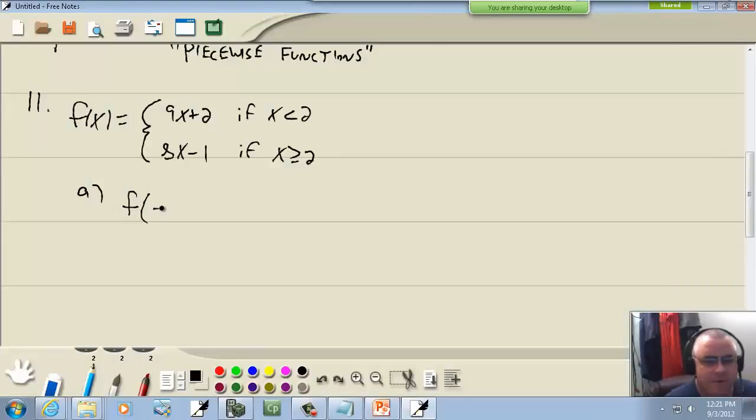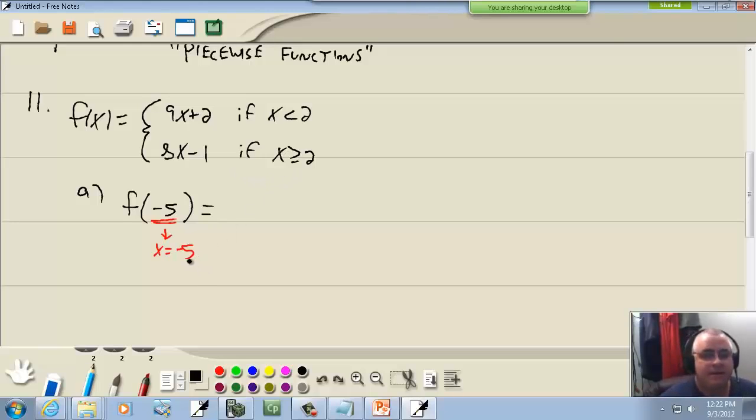And let's find part A. We want to find f of negative 5. Now remember from before, whatever number's inside the parentheses here is your x. So they're basically telling you x is equal to negative 5. Now our piecewise function up here says this. This is how it's written. 9x plus 2. It looks like that when x is less than 2. Now it looks like 8x minus 1 when x is greater than or equal to 2.